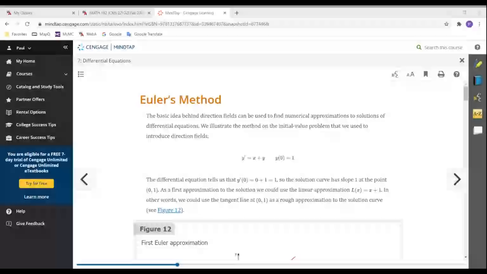We're continuing section 7.2. Let me share, I want to talk about Euler's method today. Let me make the ebook available. Here we go. All right.